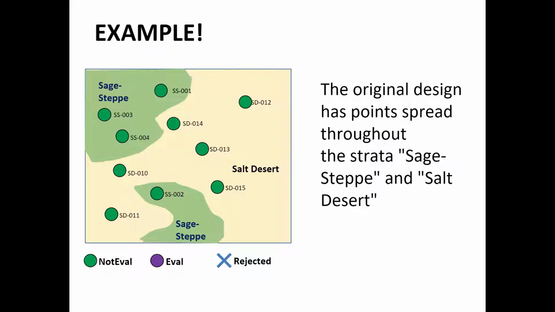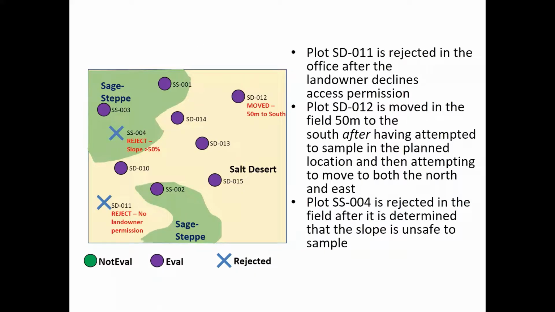Before any sampling has happened, all the points have the status not eval, meaning that they're not yet evaluated, so they haven't been sampled or rejected yet. You can see here that the design has two strata. Sage Steppe has 4 points to sample, SS1 through SS4, and Salt Desert has 6 points to sample, SD10 through SD15. As the field season moves along, the points are evaluated. Some of the points are evaluated and rejected instead of sampled.